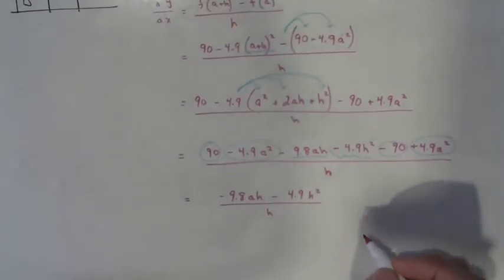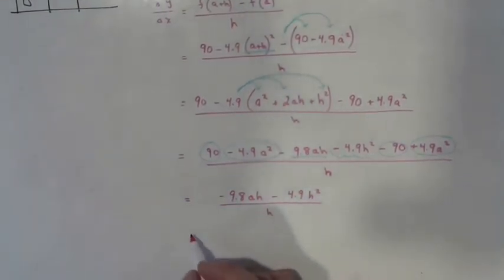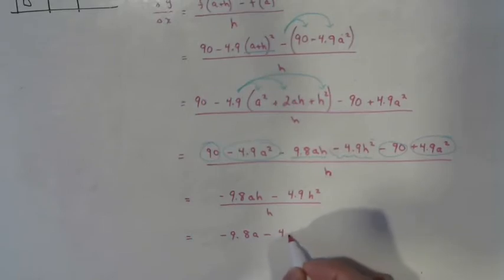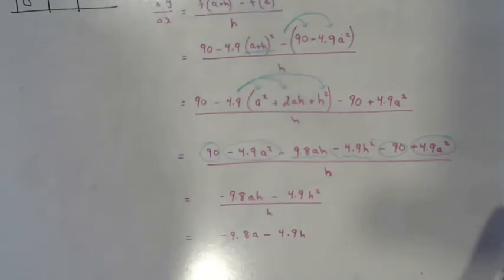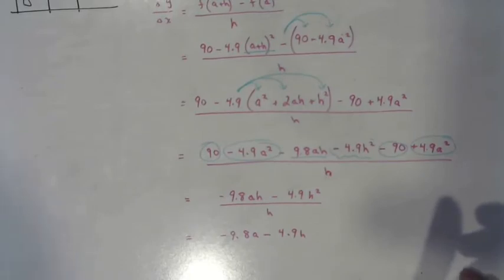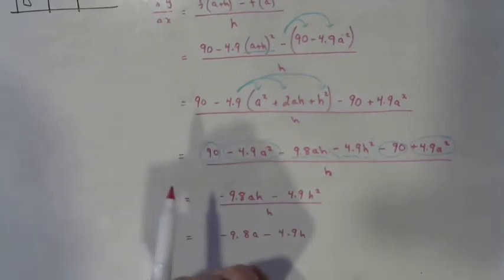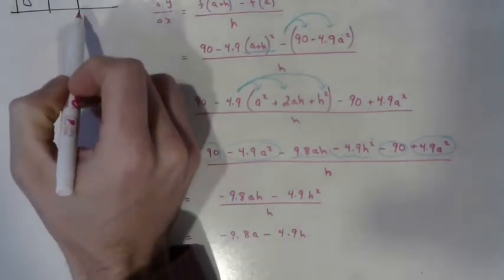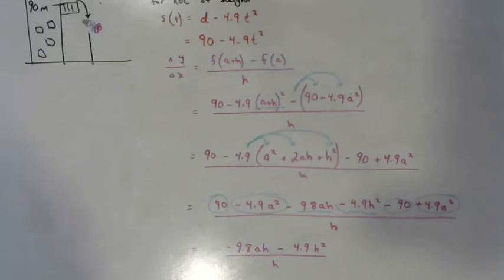And then I notice I have a factor of h in every single term, which means I can cancel them out. Negative 9.8a minus 4.9h. This becomes the reduced, simplified algebraic expression for the slope of a secant over any interval with a pot falling from 90 meters, okay?